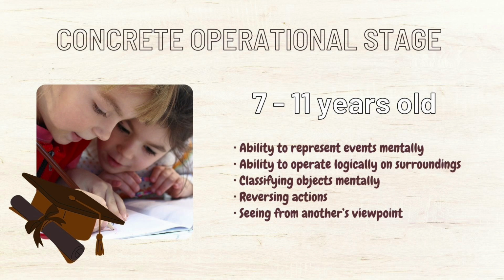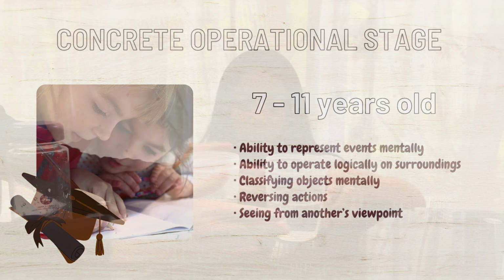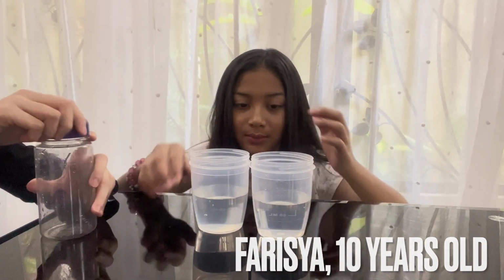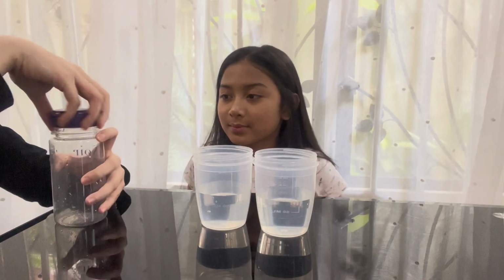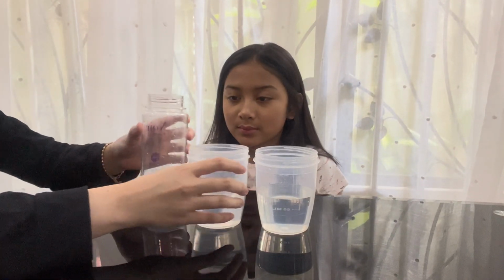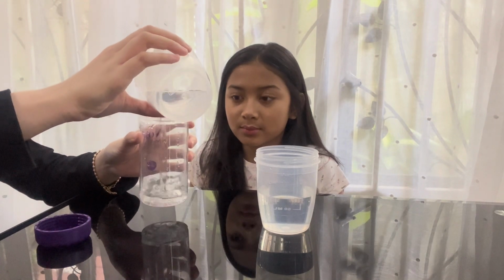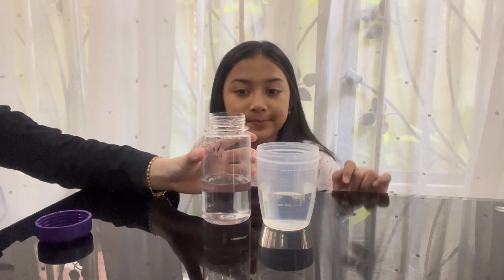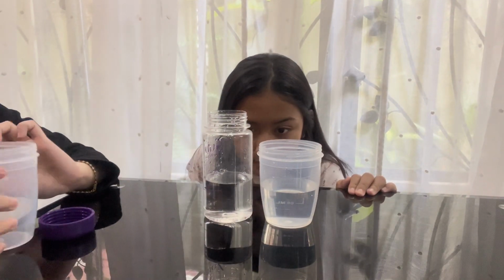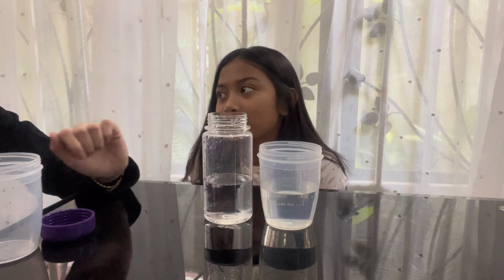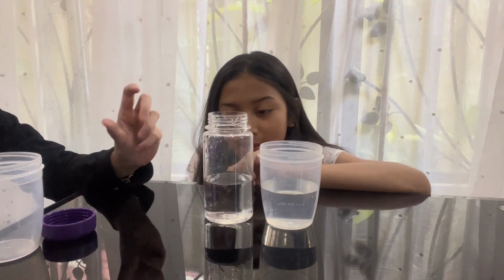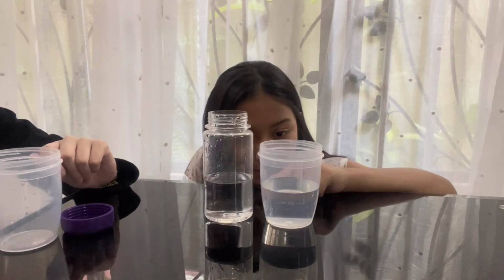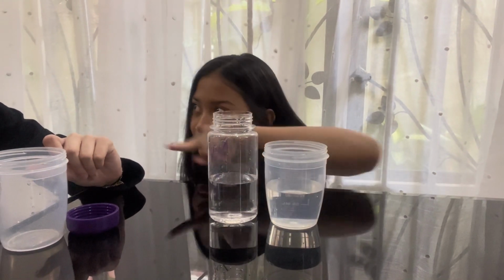Now, let's look at the example from the experiments done. I poured 100 ml of water into the exactly same container. Then, I transferred one of them into a thin but taller container. And I asked her whether the volume is still the same. She answered yes, because it is only transferred from another container, not affecting the volume of water.